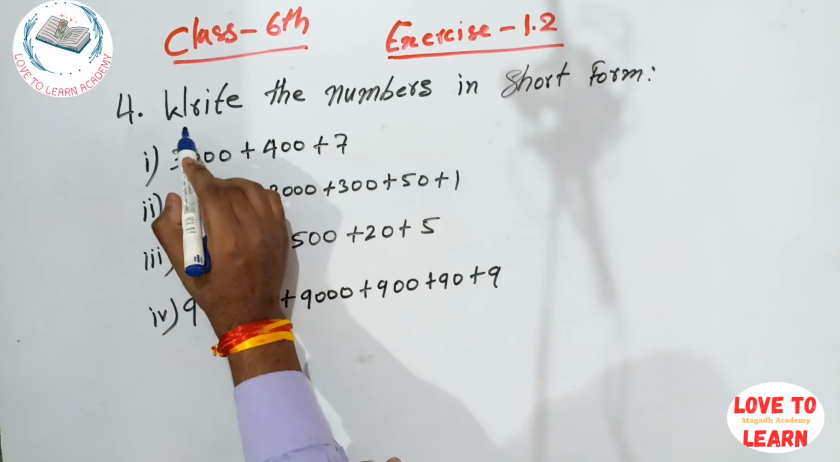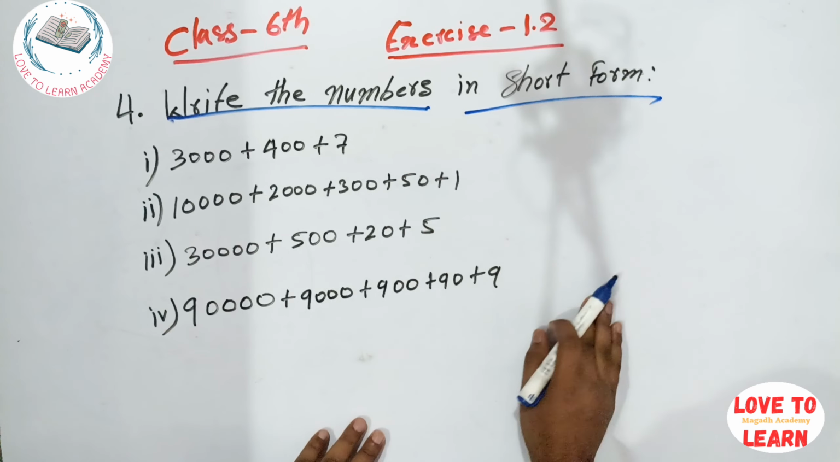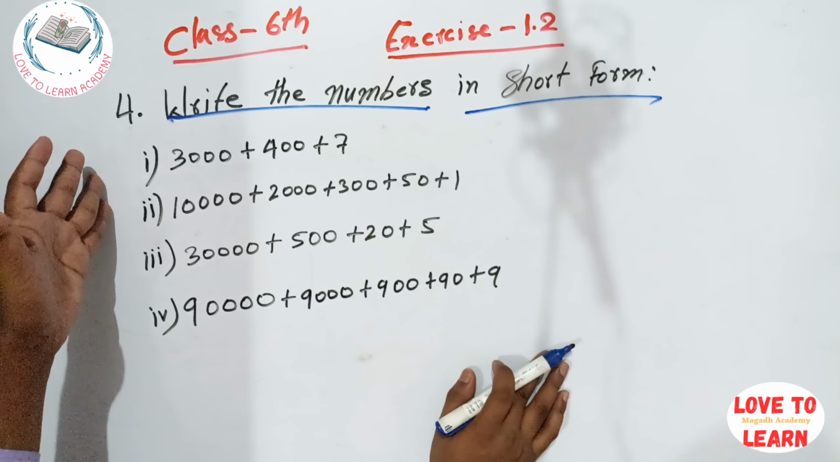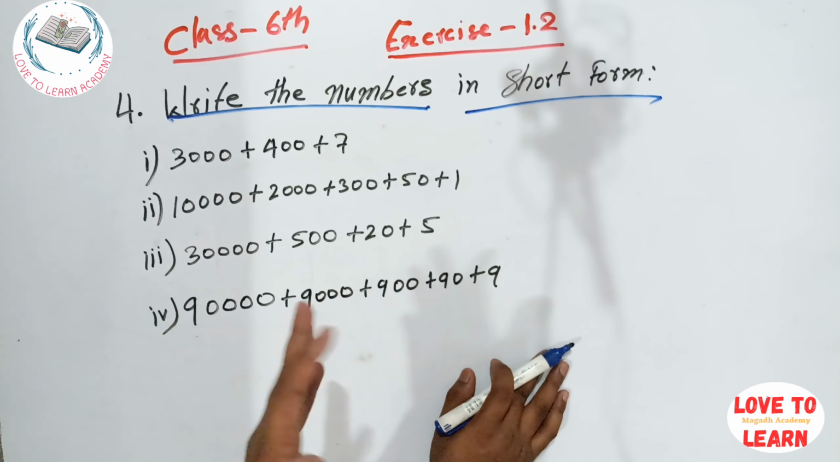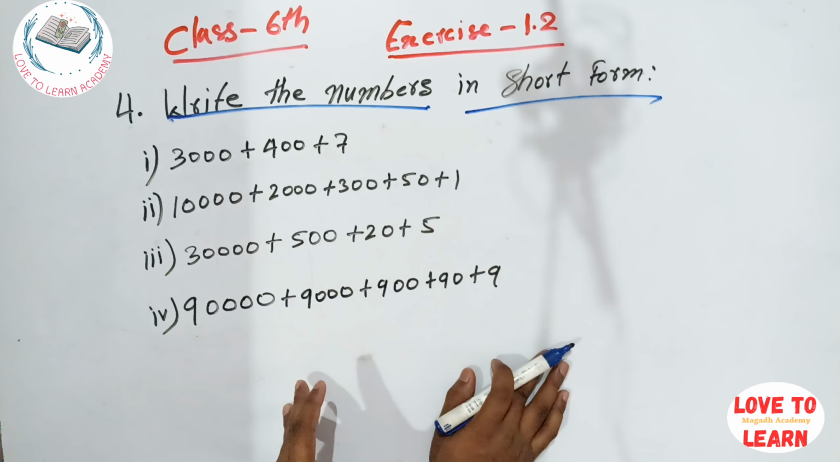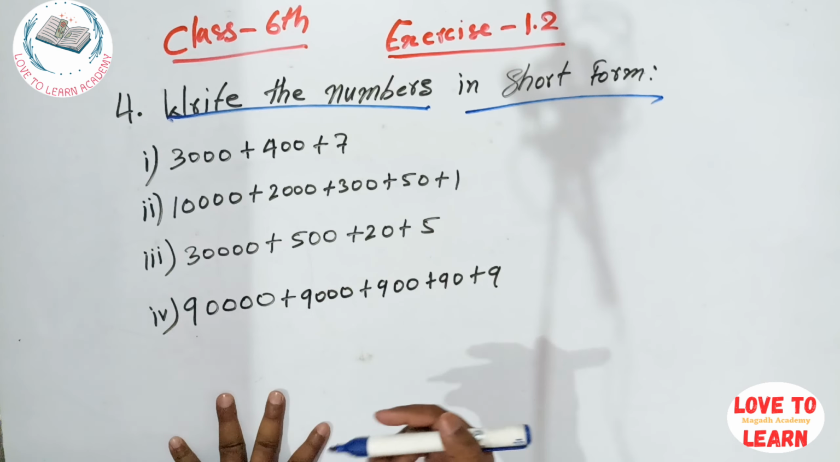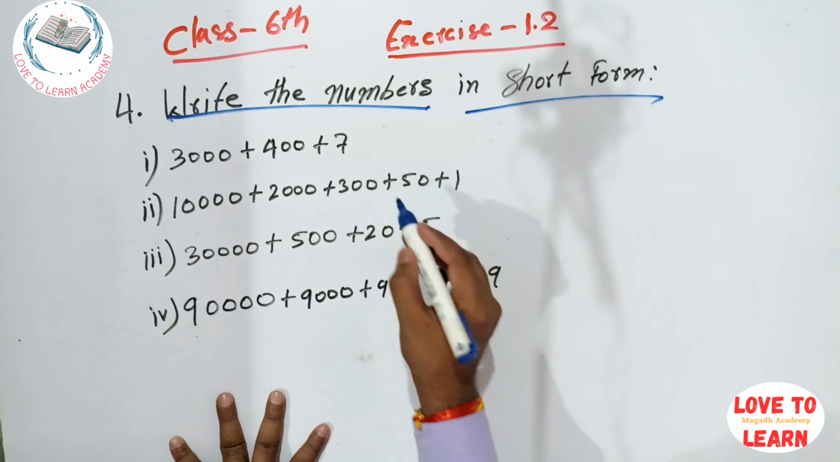What does it tell us? Write the numbers in the short form. This question is given in exercise 1.2, question 4, and we have to write it in the short form. So how will you write it in the short form? First of all, you have to understand this is in the expanded form, and we have to write it in short form. Let me explain how it will be.